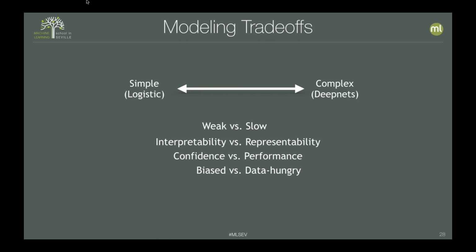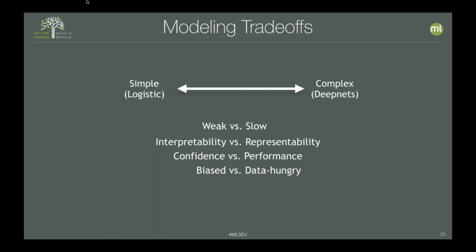Confidence versus performance. With these simple models, in general, you get high bias, low variance models. You can be more sure that it's not overfit when you're using one of these simple models. With the complex models, you don't have that certainty unless you do a lot of out of sample testing. There's a lot of opportunity for the model to do overfitting of various kinds.